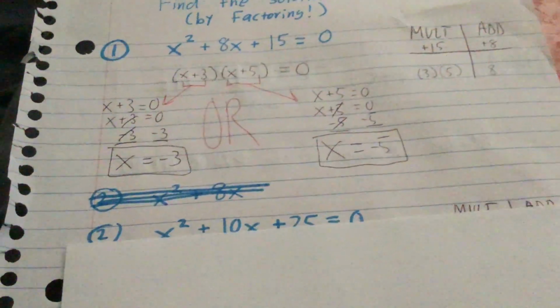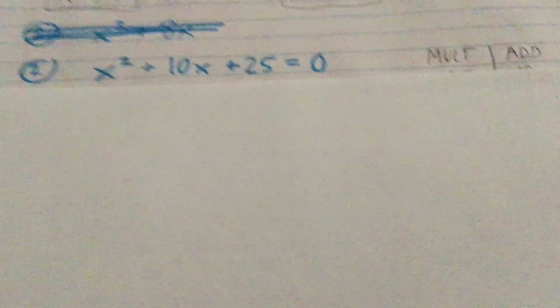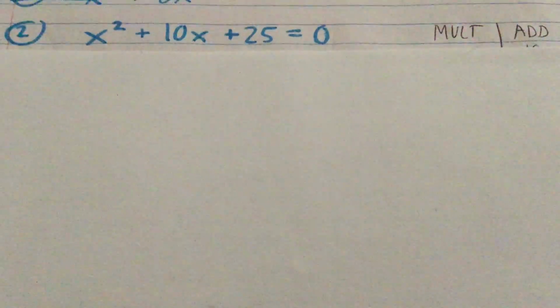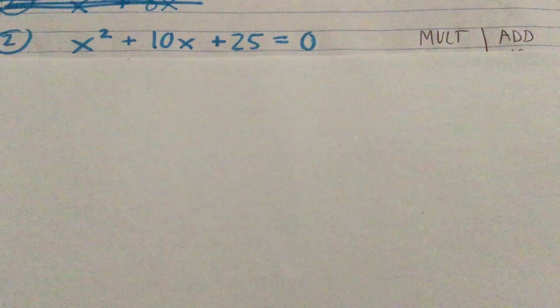Okay, let's look at problem number 2. X squared plus 10x plus 25. How do I factor this?